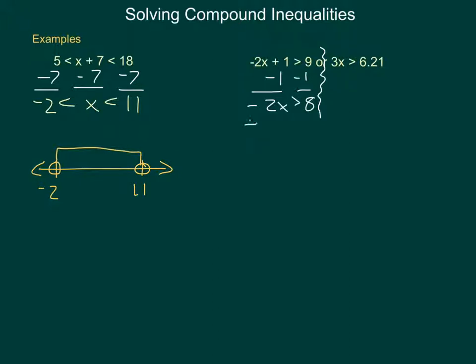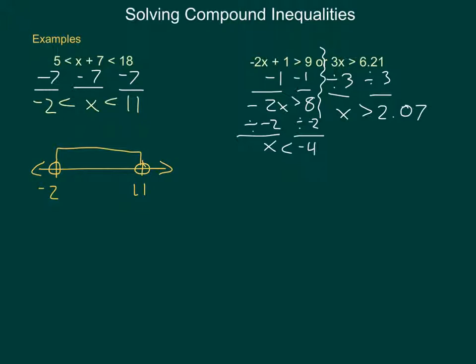Then I'm going to divide by a negative 2, and I get x is less than negative 4. Because remember, when you solve by either multiplying or dividing by a negative number, you have to change the direction of your inequality. Other side, all I have going on is multiplication, so I'm going to divide each piece by 3, and I get x is greater than 2 and 7/100ths.